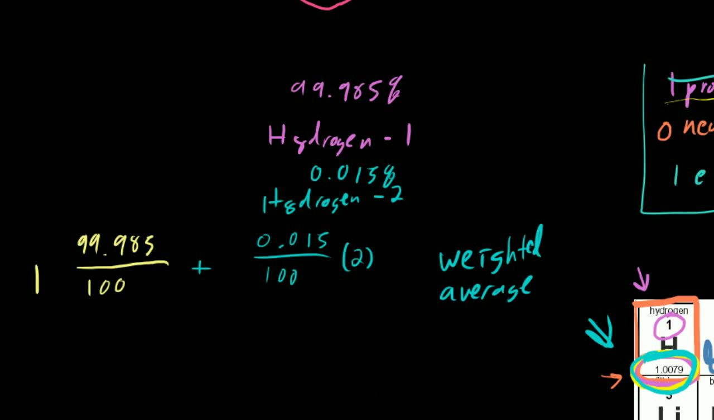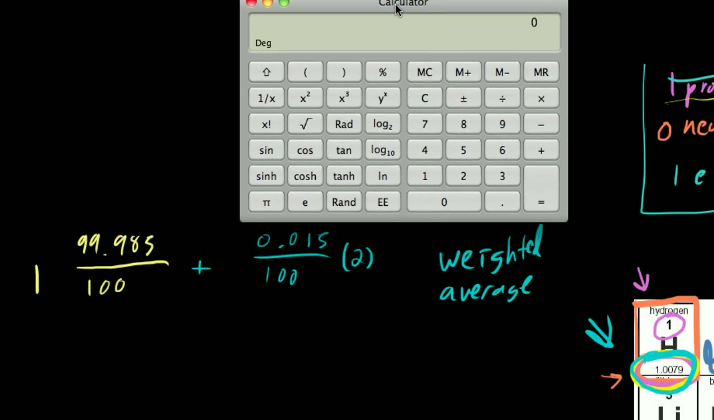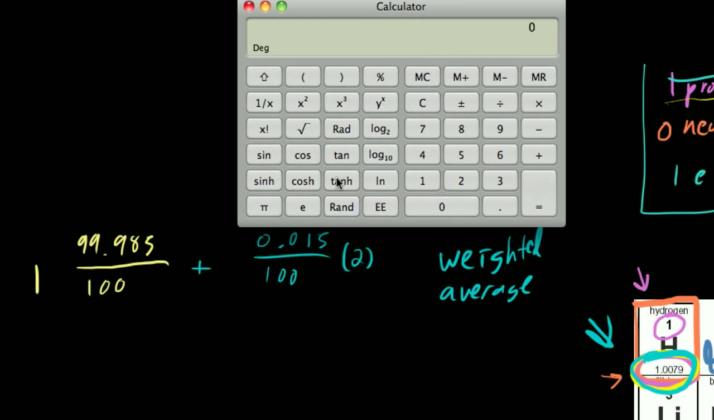So anyway, let's actually just figure this out real quick. Just to show you, we say 99.985 times out of 100, we choose this mass of 1, and then we're going to add that.